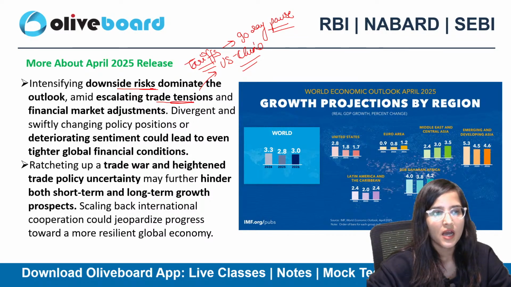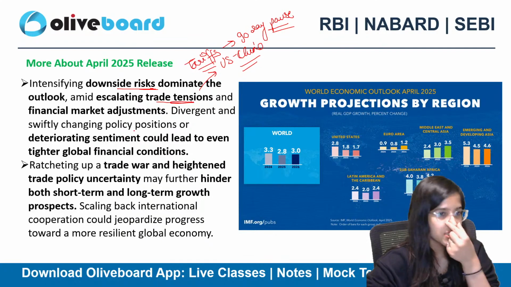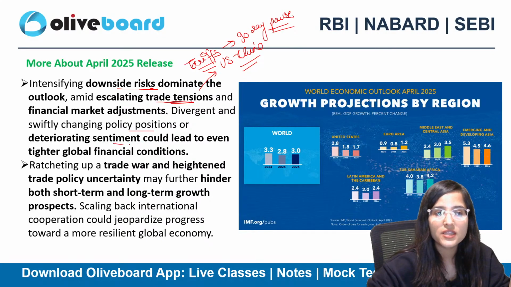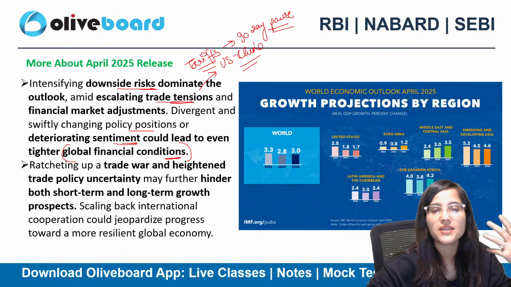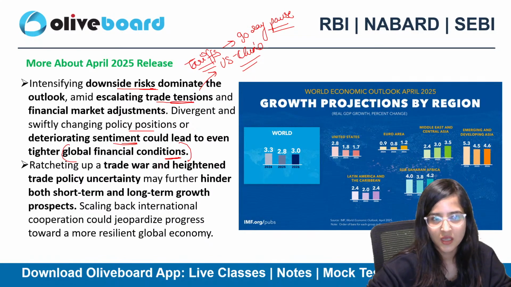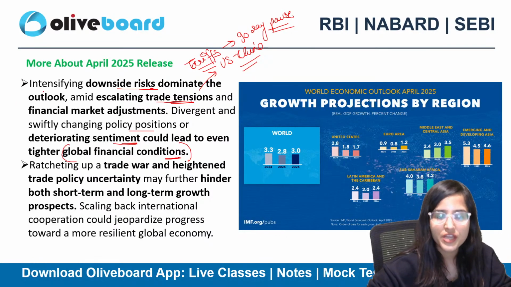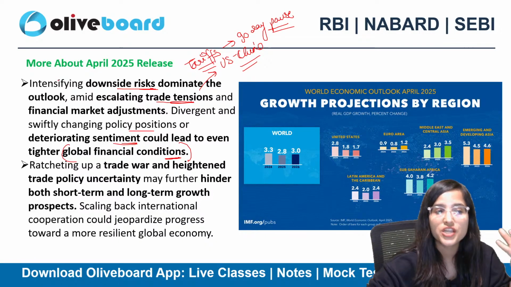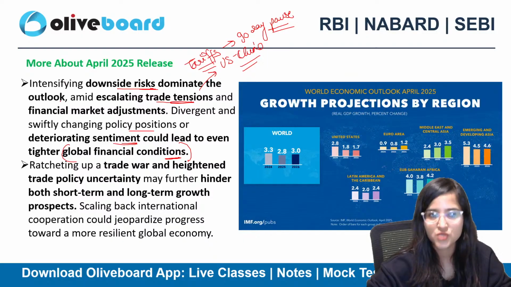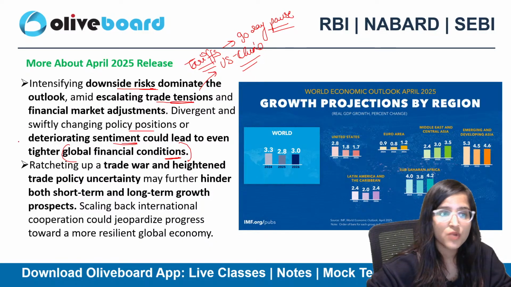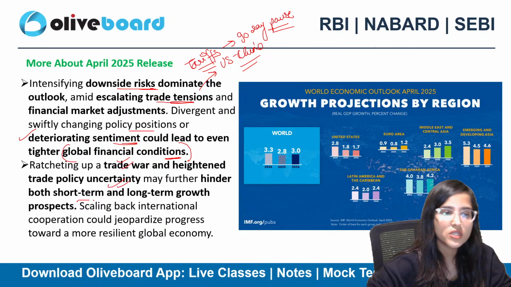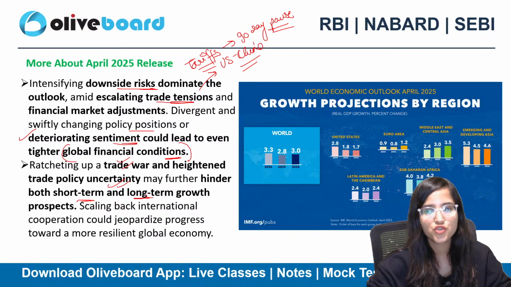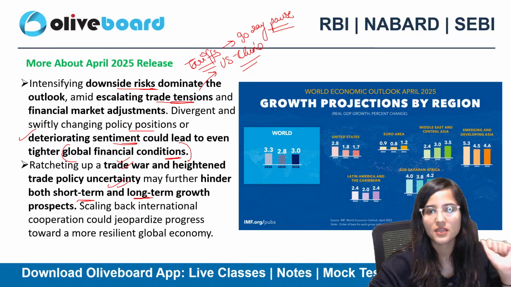Right, है ना? Then these policy positions are also deteriorating the sentiment, and global financial conditions might tighten. That is what they are saying. ठीक है, तो यहाँ पे क्या बोल रहे हैं? ट्रेड टेंशंस है, फाइनेंशियल मार्केट एडजस्टमेंट्स की जरूरत है, ग्लोबल फाइनेंशियल कंडीशंस है वो डिटीरियोरेट हो रहे हैं. That is what they are talking about. ठीक है, ट्रेड वॉर का हम देख सकते हैं प्रॉब्लम, ट्रेड पॉलिसी अनसर्टेनिटी बहुत ज्यादा है, तो लॉन्ग टर्म और शॉर्ट टर्म की जो ग्रोथ है उसके ऊपर हम एक नेगेटिव इम्पैक्ट देख सकते हैं.